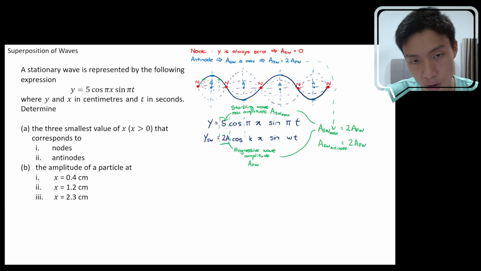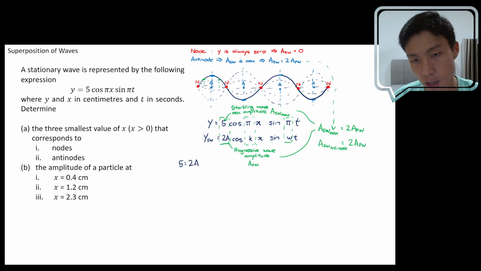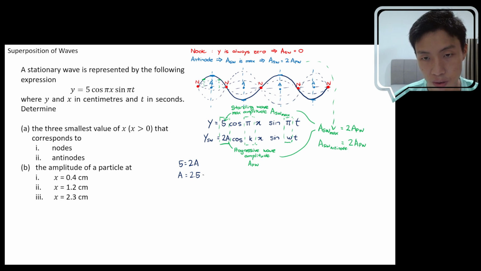Okay, let's continue our comparison. We have k is equal to pi, and we have omega is equal to pi as well. Okay, let's extract it out just in case we need to use these values. We know that 5 is equal to 2a. That's why a is equal to 2.5. This 2.5 here, have to be careful, is in cm, because right now they say that y and x are in centimeter.